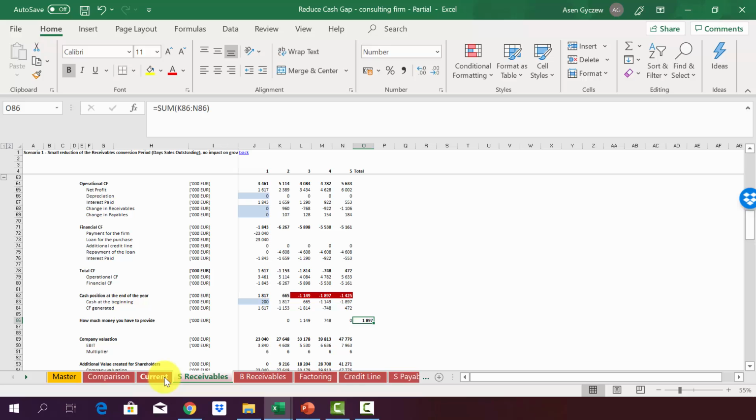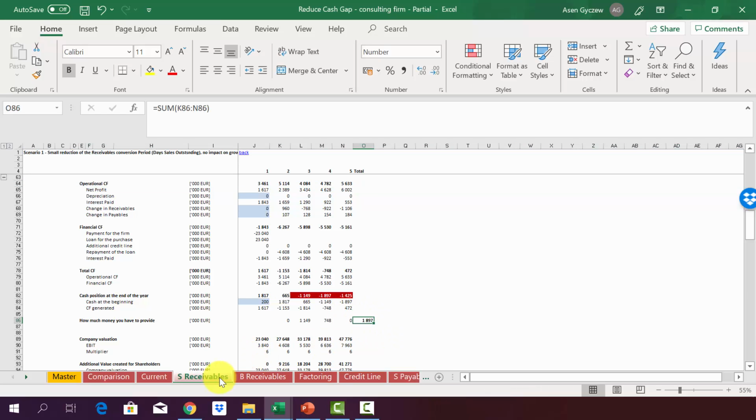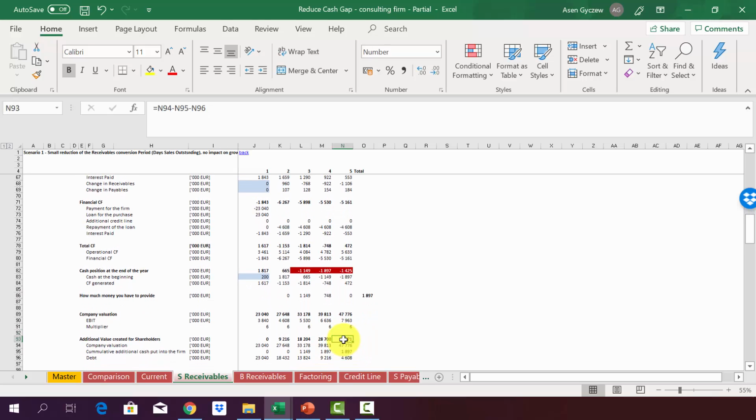So in the case of the current situation, we were supposed to pay in 4.7 million. Once we reduce the receivables, it will be just 2 million. And obviously also the additional value has increased. So we're going to be generating additional 41 million instead of 38 million.